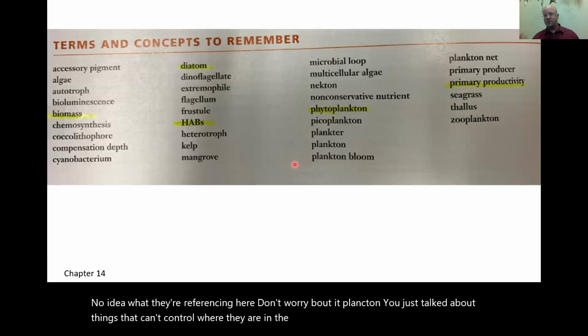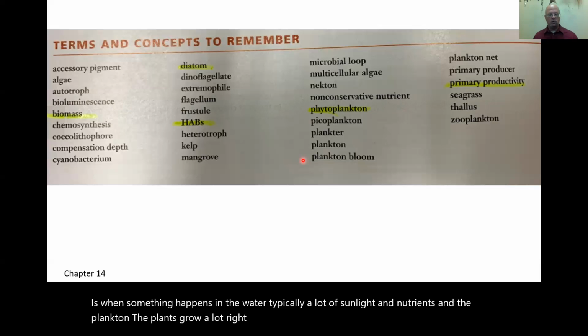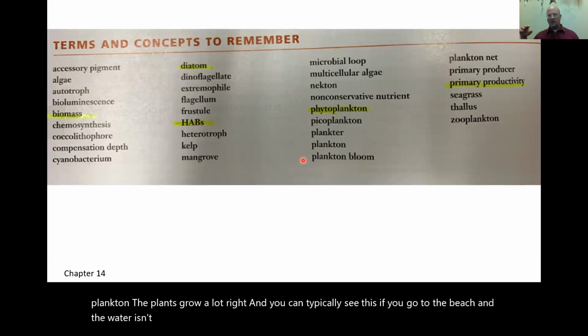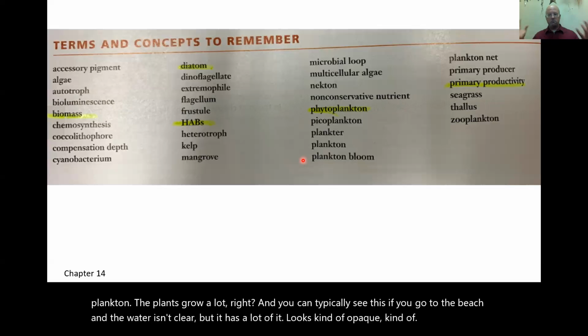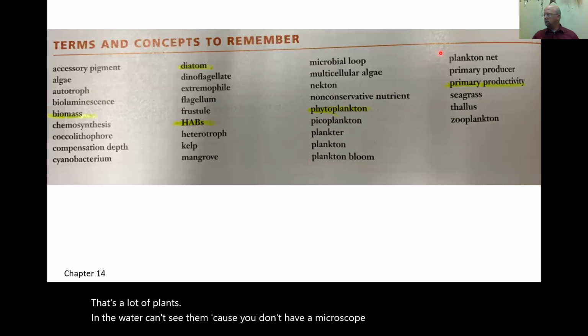Plankton, we just talked about, things that can't control where they are in the water. Plankton bloom is when something happens in the water, typically a lot of sun, a lot of nutrients, and the plankton, the plants, grow a lot, right? And you can typically see this if you go to the beach and the water isn't clear, it looks kind of opaque. That's a lot of plants in the water. You can't see them because you don't have a microscope, but they're there.